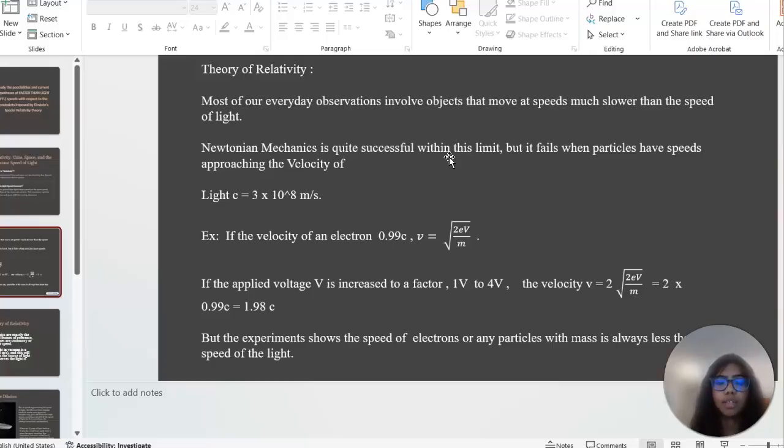Example: if the velocity of an electron is 0.99 c, v equals square root of 2eV over m. If the applied voltage V is increased by a factor from 1V to 4V, the velocity v equals 2 square root of 2eV over m equals 2 times 0.99 c equals 1.98 c. But experiments show the speed of electrons or any particles with mass is always less than the speed of light.